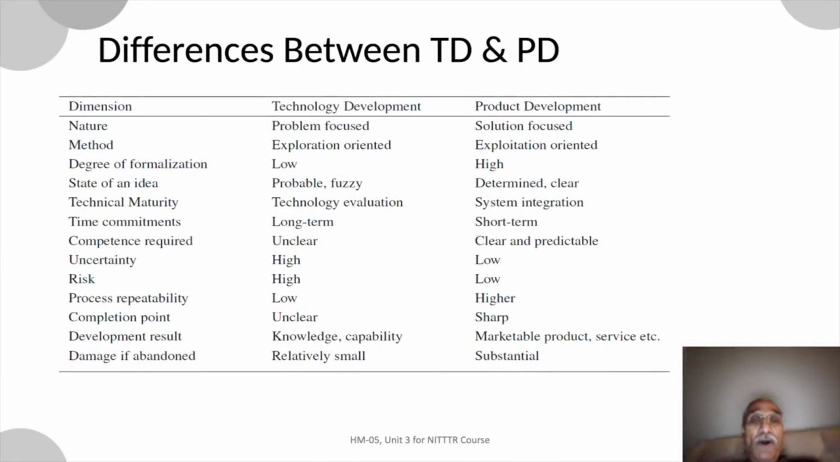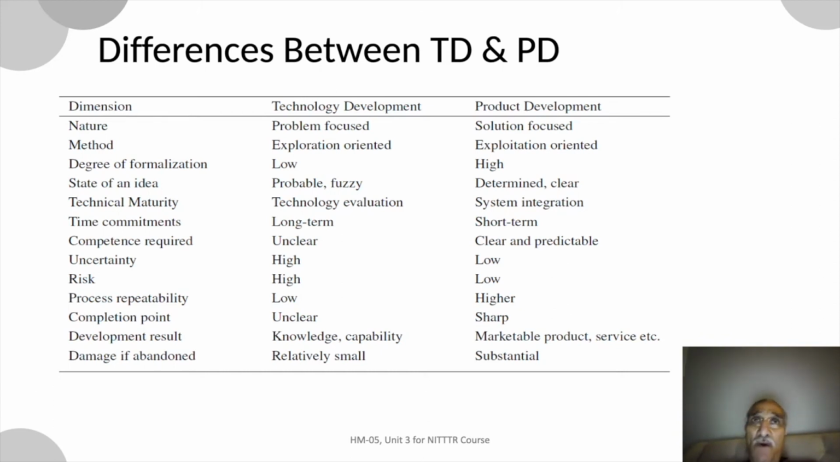If we talk in terms of technology development and product development, the basic nature of technology development is problem focused. That means we are either looking for a new kind of technology solution, or we are trying to look at how an idea can be converted into technology, or how improvement can be made in the manufacturing process, or how we can make a product which is more easily serviceable, has less failure, and meets the demands more gracefully.